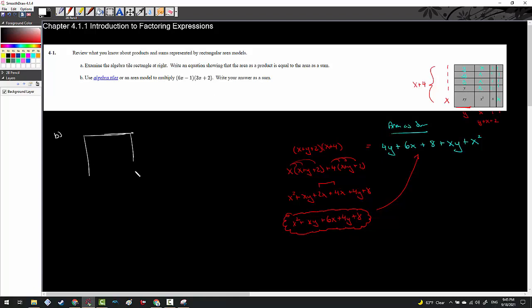I don't have the algebra tiles with me, but we can just draw an area model here. And what I can do is I can go ahead and call this 6x minus 1 and 3x plus 2. If I was to multiply them together, I would get 18x squared minus 3x, 12x, and negative 2. Again, I'm just multiplying all the areas together, and if I wrote this as an area as a sum, I would get 18x squared minus 3x plus 12x minus 2. These guys combine out to become 18x squared plus 9x minus 2.